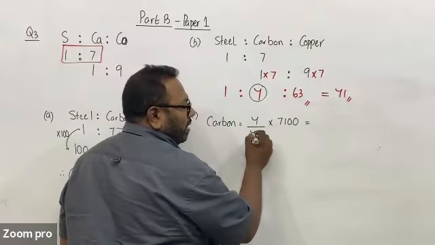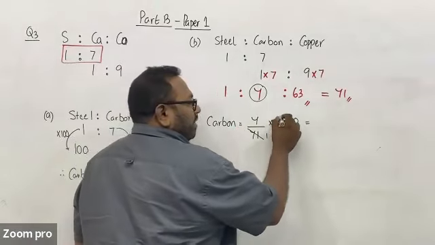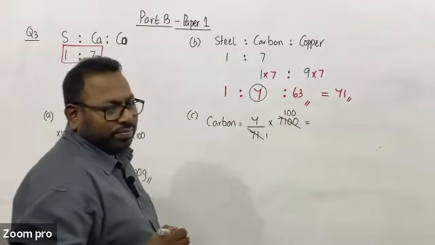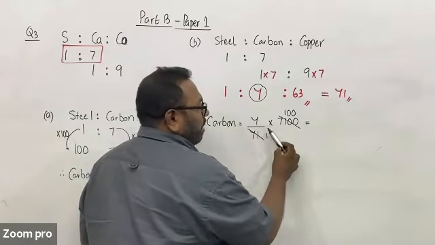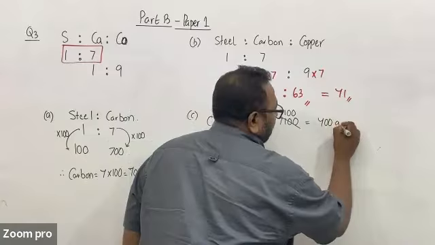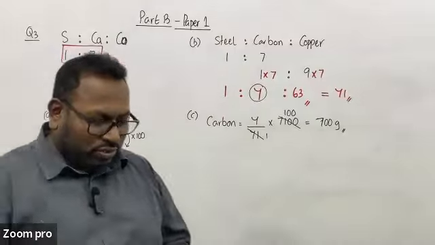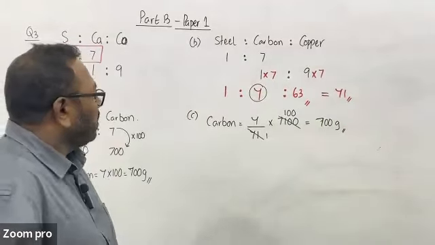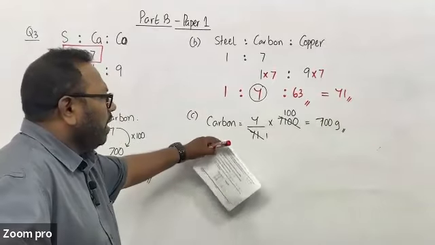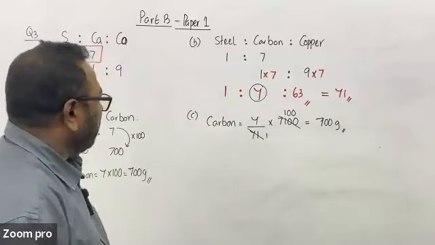You can simplify here. 71 divided by 71 is 1. 7,100 divided by 71 is 100. So 7 multiplied by 100, you get 700 grams of carbon. That should be your answer for question number C. So you need 700 grams of carbon in order to make 7,100 grams of that total mixture. Okay.